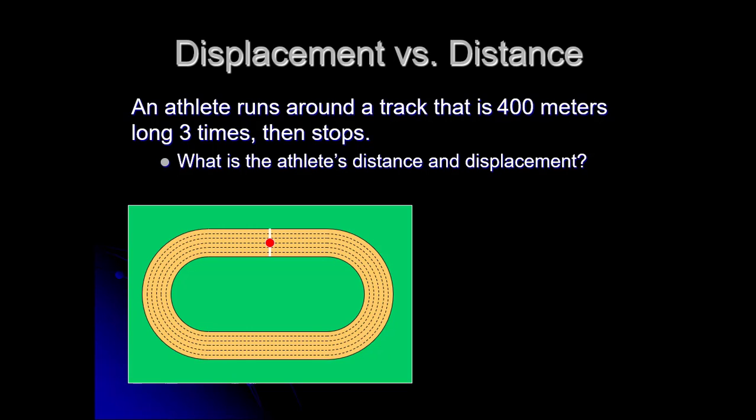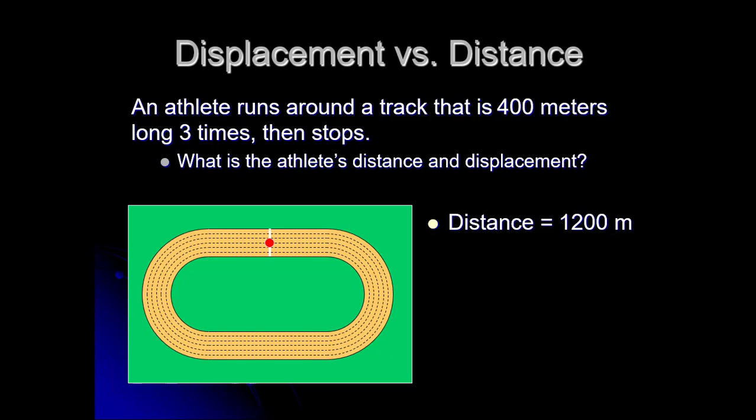So here's an interesting one. We've got an athlete going around a track that is 400 meters long, and he's going to do that 3 times before he stops. What is the athlete's distance and displacement? So if our track is 400 meters long, and he does that 3 times, our distance is going to be 1,200 meters. He ran 1,200 meters.